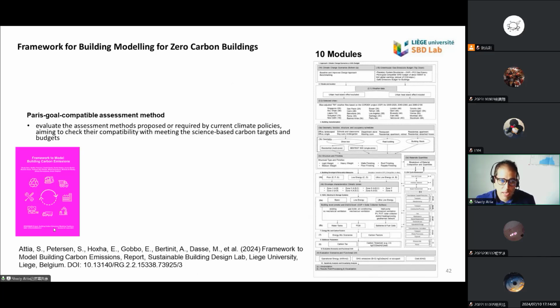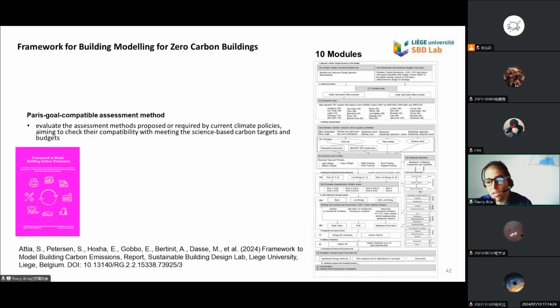You can access it on the link here. And this framework is based on 10 modules. The 10 modules allow you to model the carbon or the greenhouse gas emission of any building in a very systematic way based on international standard.